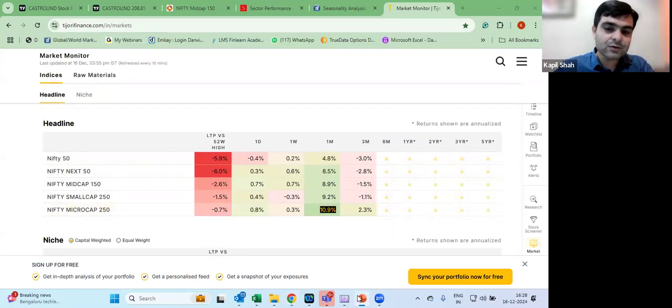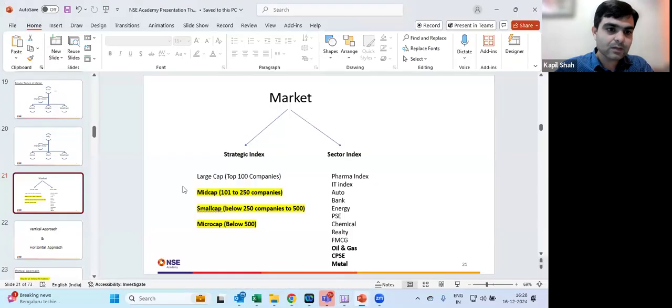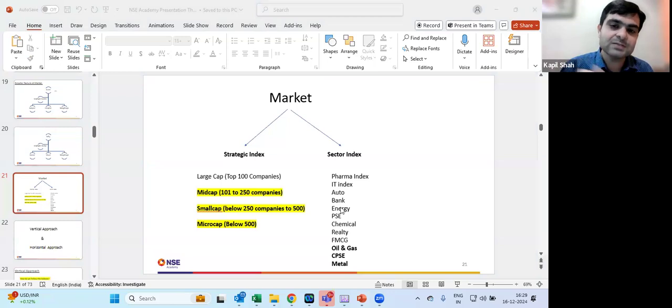So once I understand this, okay, fine, my micro cap or small cap stocks are doing well, then I want to understand which particular sector is doing well. Is my pharma doing well, IT doing well, energy doing well, or CPSE, metal, what kind of sector is doing well? Once I figure out that particular thing, then I come to the stock specific ideas, to find which particular stocks are normally doing well.